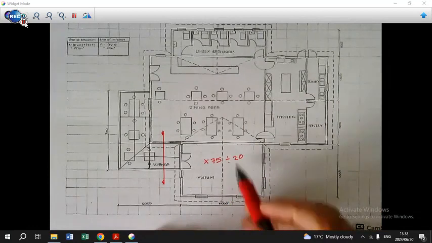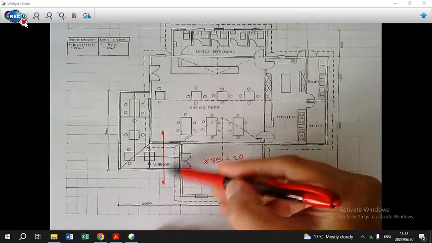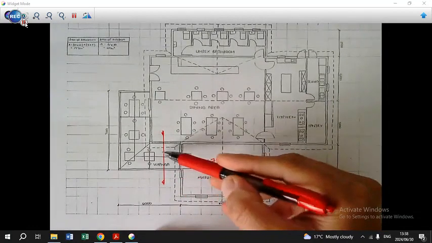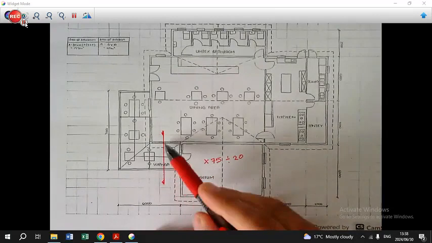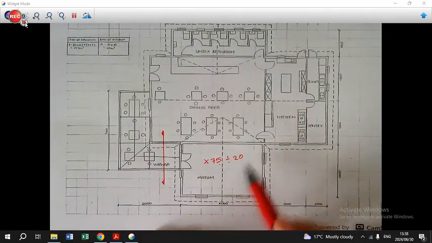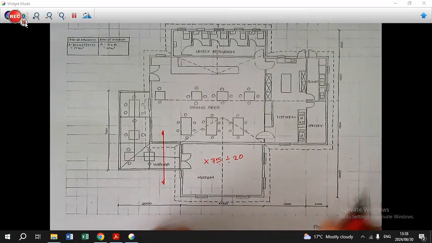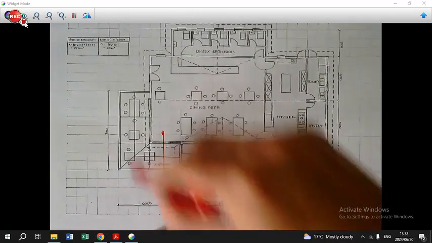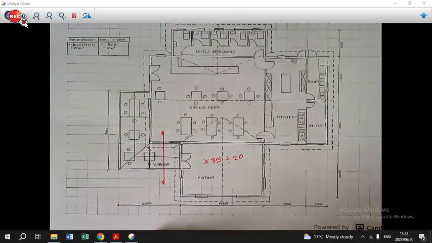So keep in mind, whatever you measure here is to a scale of 75. I need to times whatever I measure here by 75 and then divide that by 20 to be able to get it to a detailed section. And that goes for all the dimensions that you normally see on here.